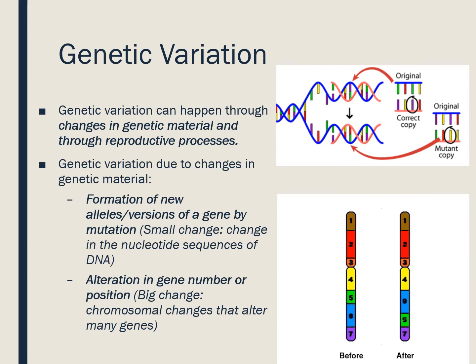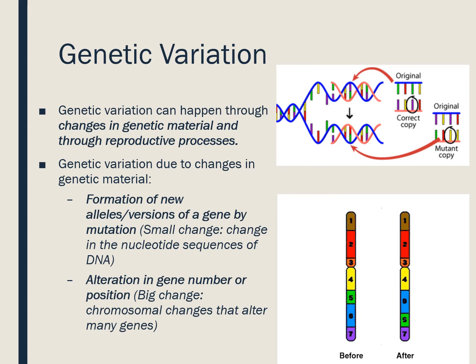So we can have mutations. You can have formations of new alleles by mutation, so any kind of small change that happens in the nucleotide sequence of the DNA. Sometimes it's for better, sometimes it's for worse. One mutation that does happen is sickle cell anemia, and that is a one nucleotide change affecting red blood cells. Like I said, sometimes it's better, sometimes it's for the worse, like in sickle cell.